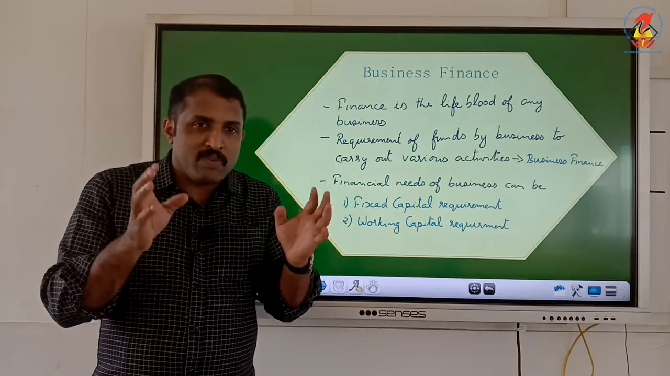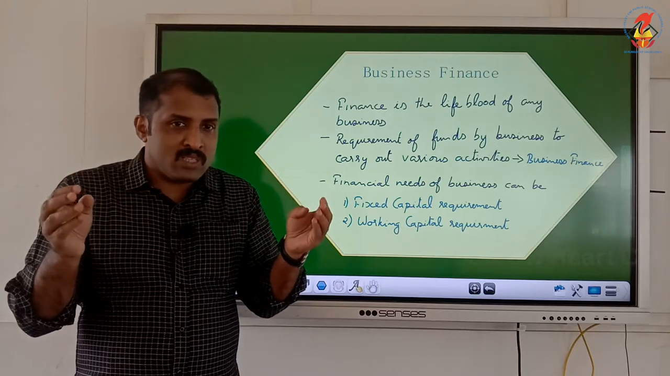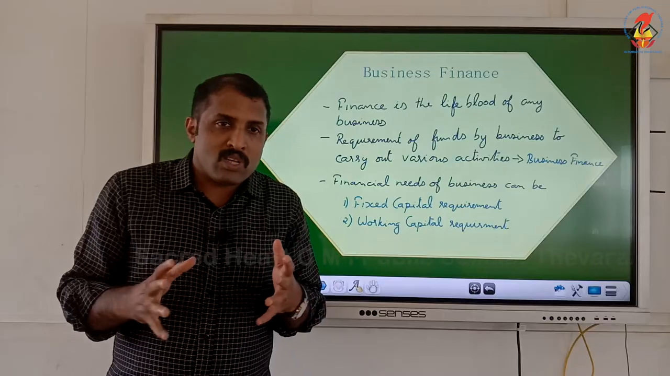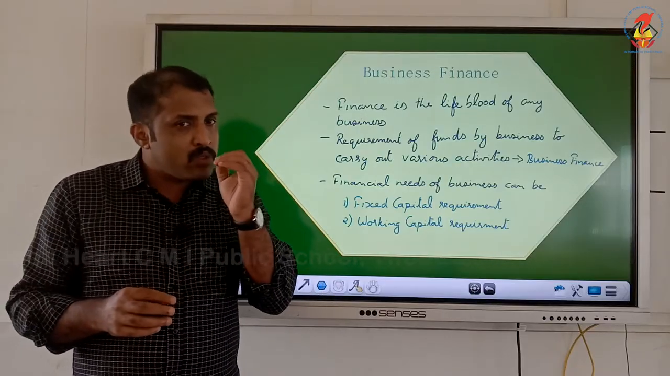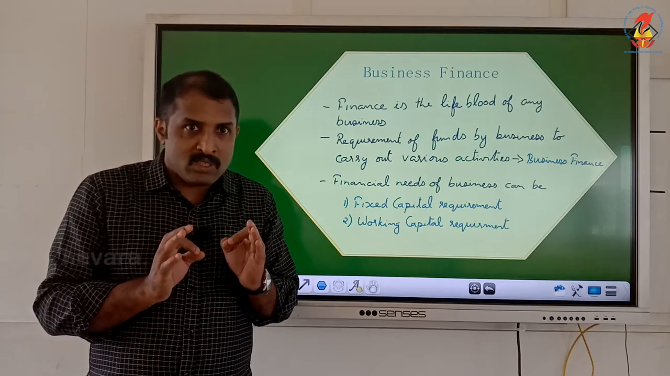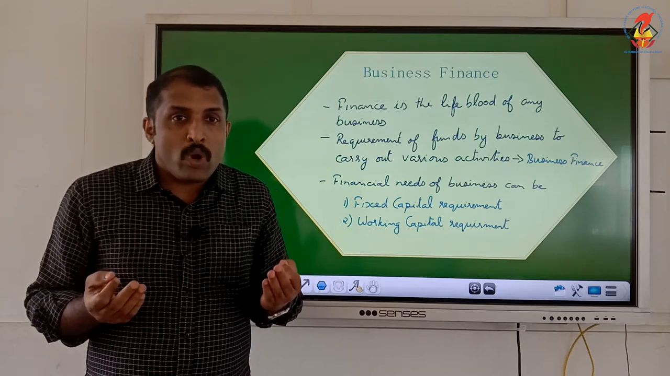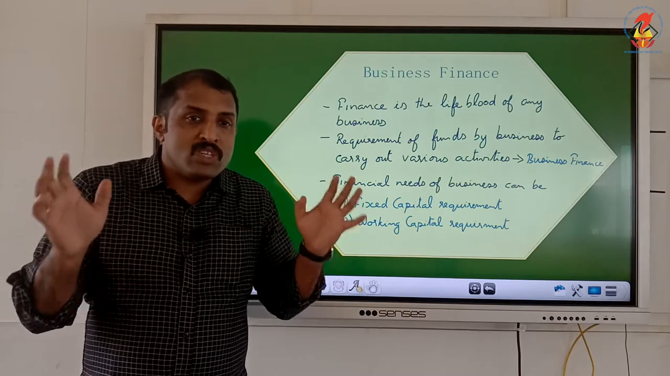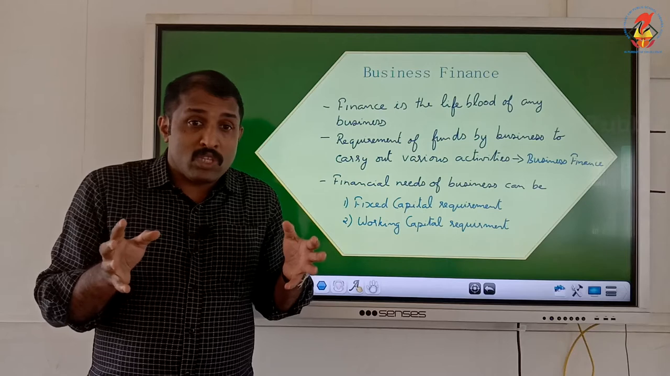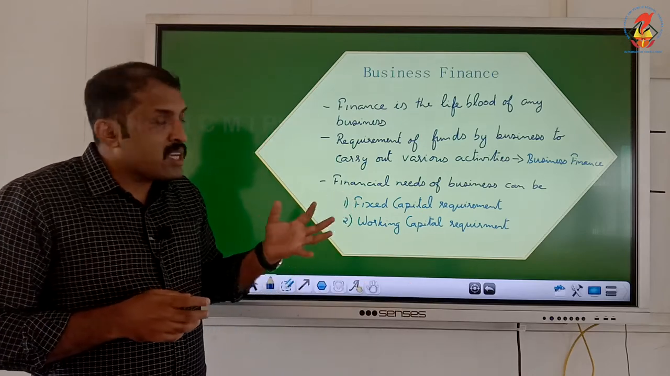These requirements can be of two types, or the financial needs of business can be. We have already learned in the previous chapter, the requirements of business finance can be for two basic things. One is fixed capital requirement, and another one is working capital requirement. For your understanding, fixed capital requirement is the amount which is required for investing into fixed assets. For your easy understanding, the money, the business finance which we require for purchase of or investing into fixed assets, or in other words the finance which we are using for investing for a long term, we can call by the name fixed capital requirement.